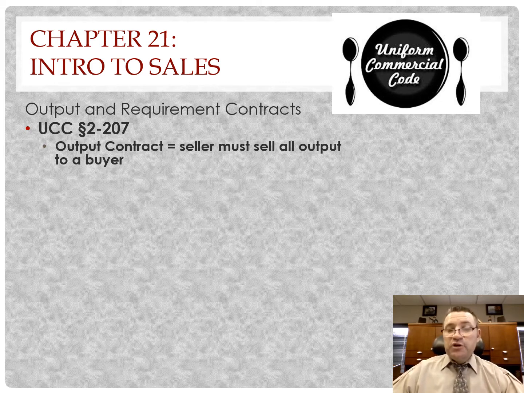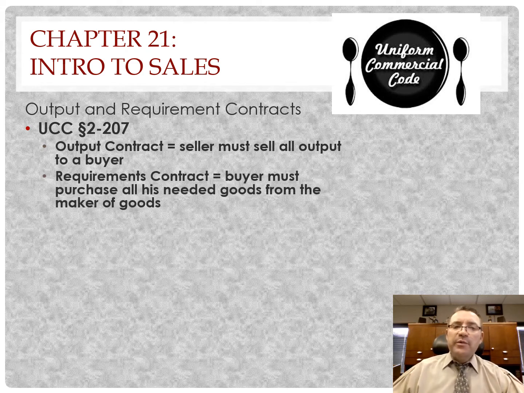So if I'm Les Schwab, that may be a difficult situation because I'm agreeing to buy any and all tires they make in that situation, right? That's called an output contract. A requirements contract is the buyer must purchase all goods that they need from the maker of those particular goods.